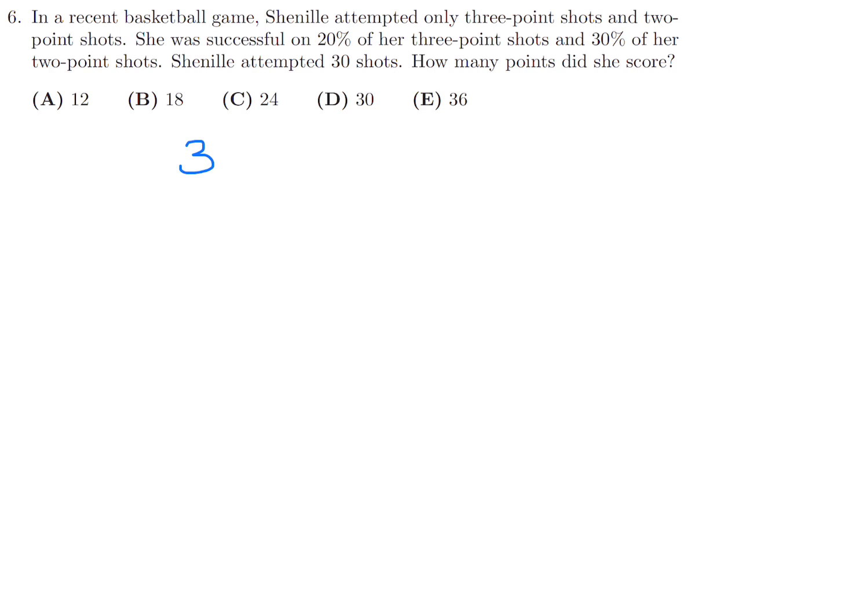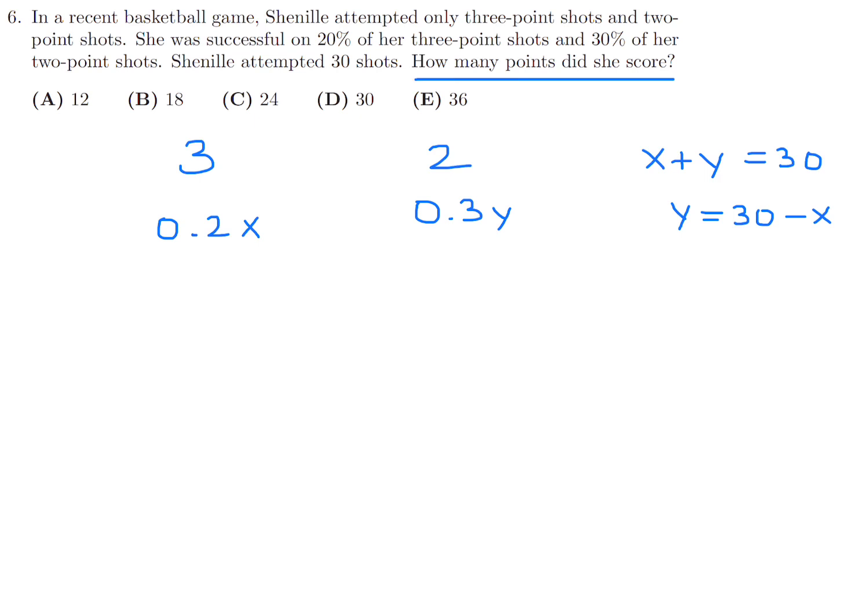3-pointers and 2-pointers. So, they're saying that 20% of those shots are successful and 30% of these shots. So I'll let X and Y be the number of 3-pointers and 2-pointers respectively. Then they told me that the total number of shots is 30. So X plus Y is 30, or we can isolate that Y is equal to 30 minus X. Now we want to figure out how many points she scored.